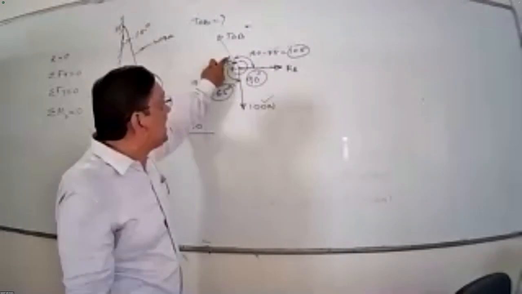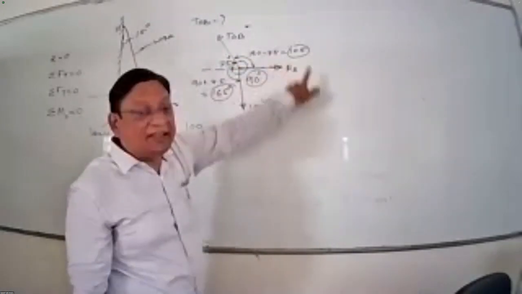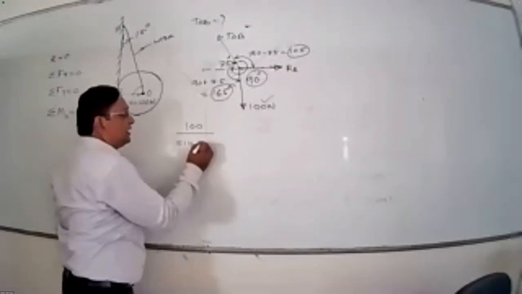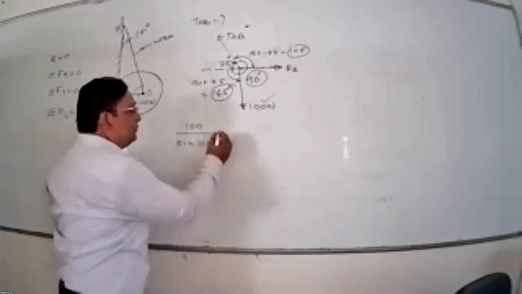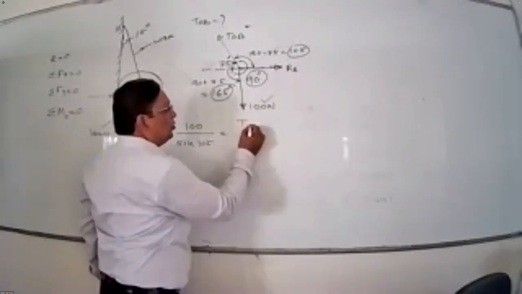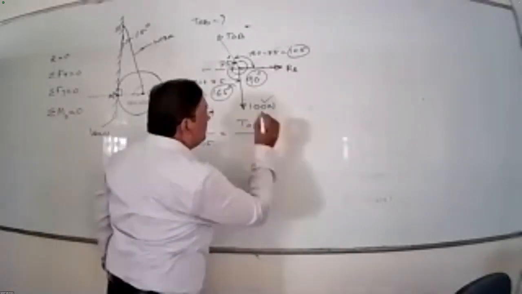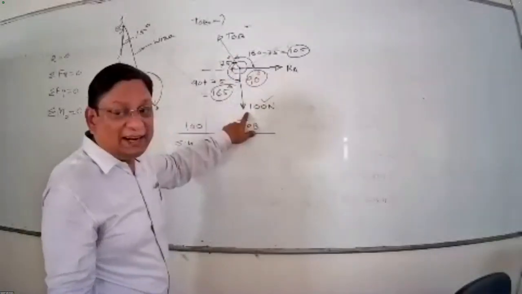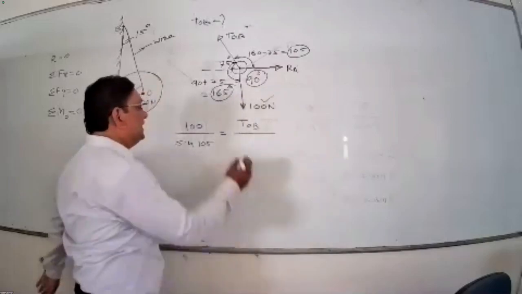RA and TOB. What is the angle between them? The angle between them is 105. So I will say 100 upon sine of 105 must be equal to, now go for TOB: TOB upon sine of the angle between the other two forces, RA and 100 Newton. The angle between them is 90.